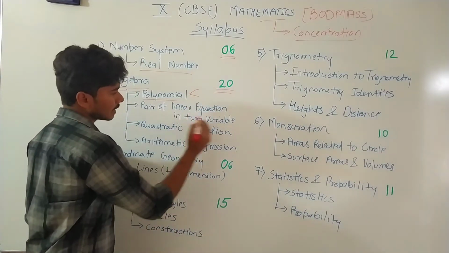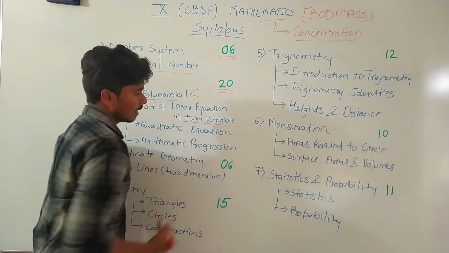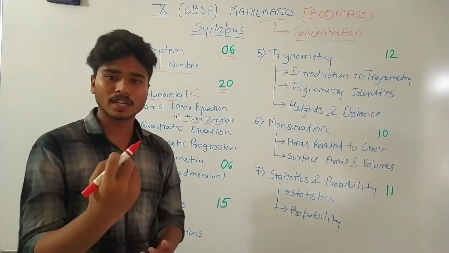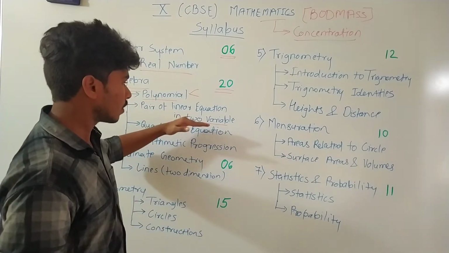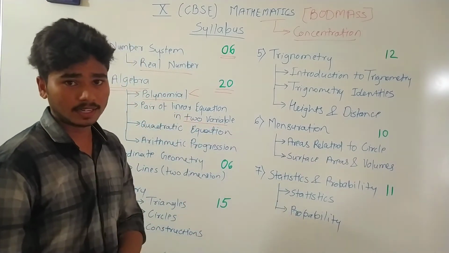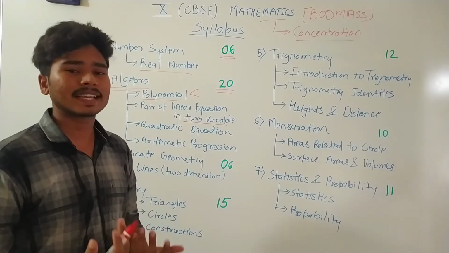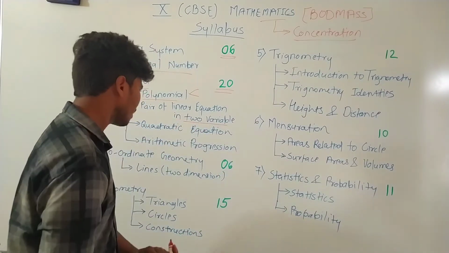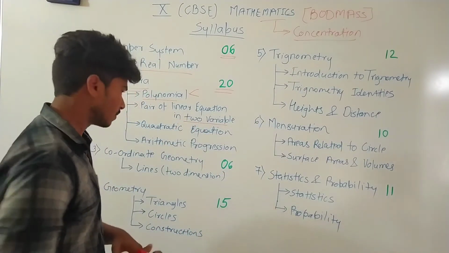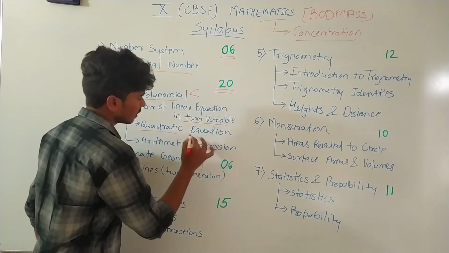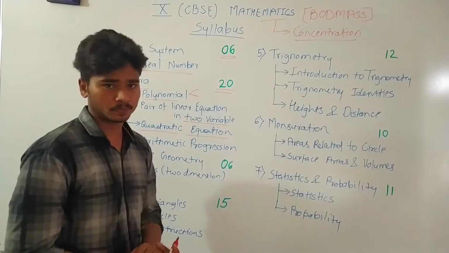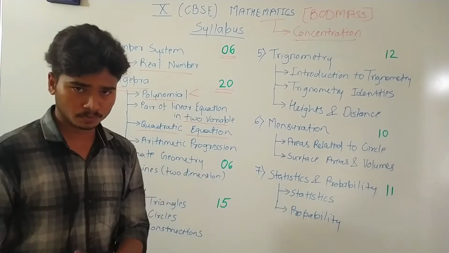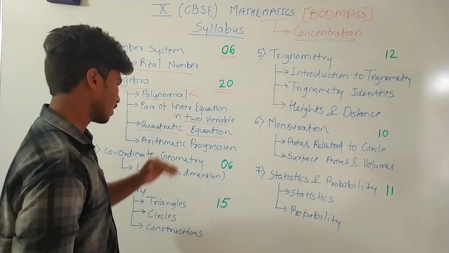And then the pair of linear equations in 2 variables. In the previous year, 9th standard, you already learned about linear equations in 1 variable, but in 10th standard you are going to learn them in 2 variables, like x and y. After that, quadratic equation comes. A quadratic equation is nothing but the power of 2. You are going to deal with only one variable with power of 2. That's the quadratic equation.